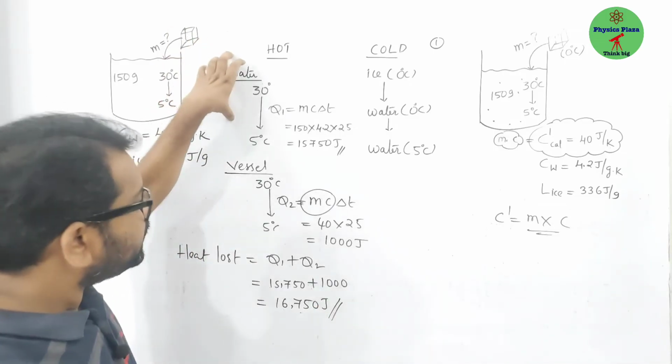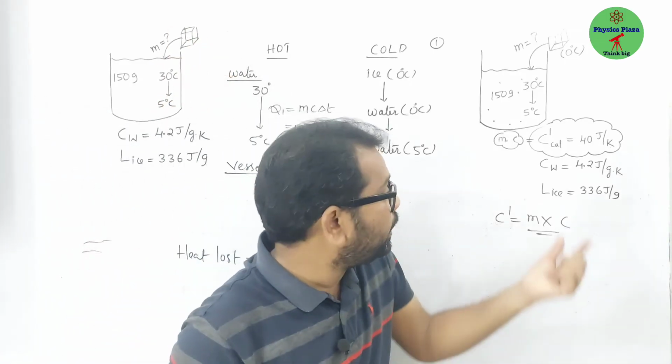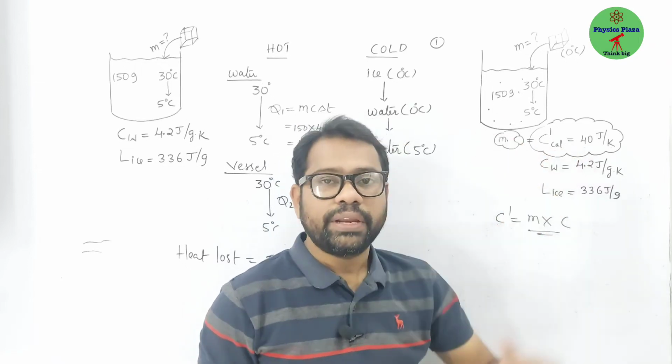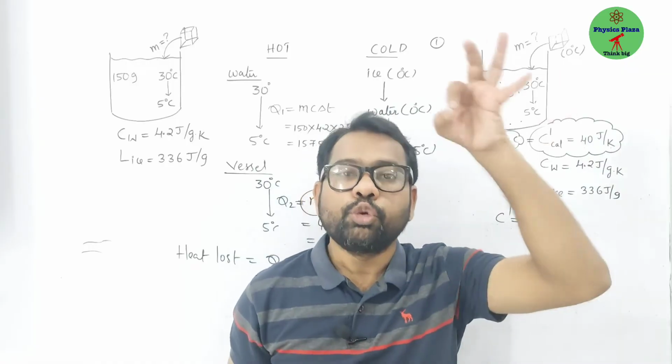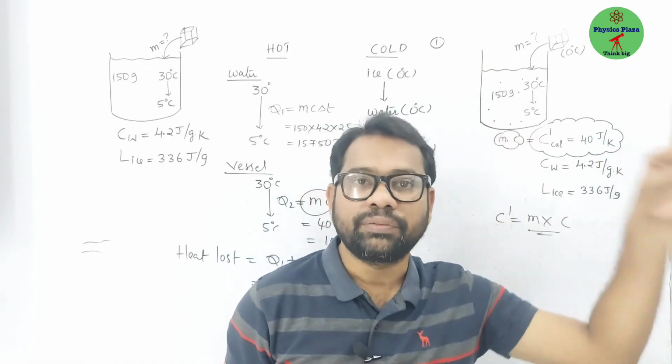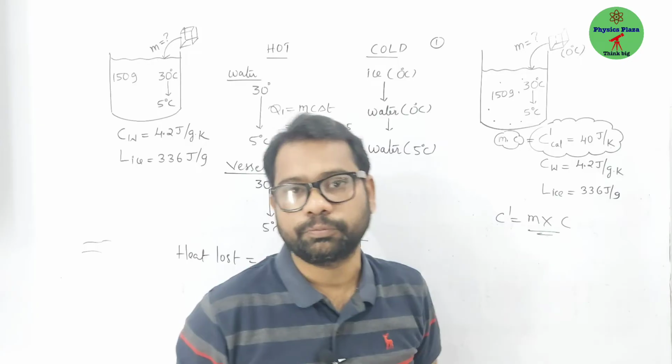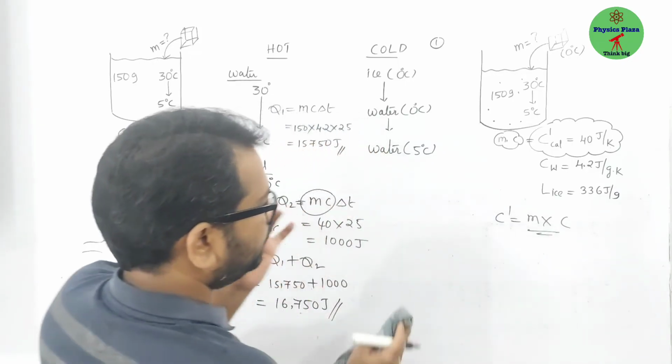But this is water and vessel together. Why are we considering the vessel? Because its value is given. Whenever either the specific capacity or the thermal capacity of the vessel is given, children, you must consider the heat lost by that vessel also, or heat gained by that vessel also. Clear? Fine.